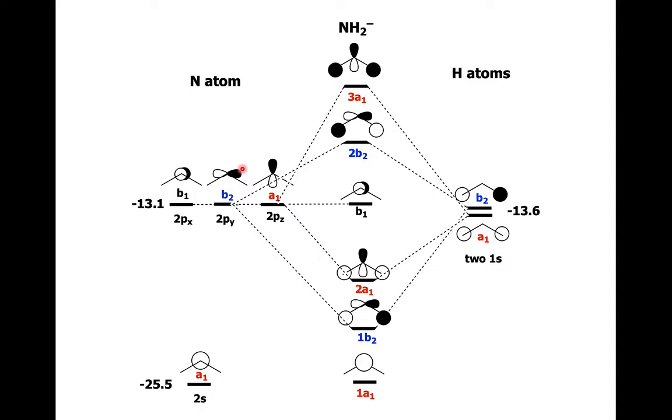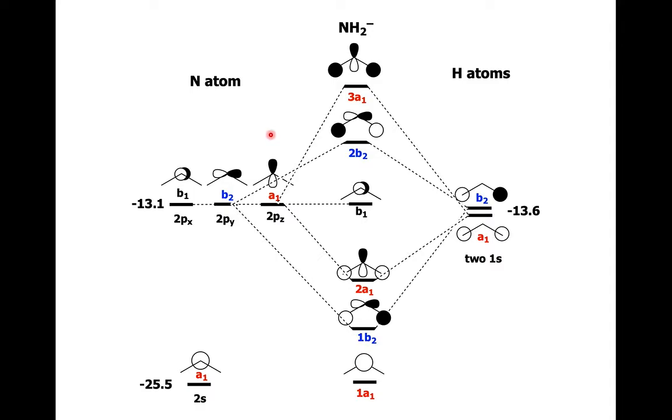All right, finally we'll look at developing the molecular orbital diagram for NH2 minus. And NH2 minus is bent. It's like water. It has a nitrogen in the middle. It has hydrogens on the outside.